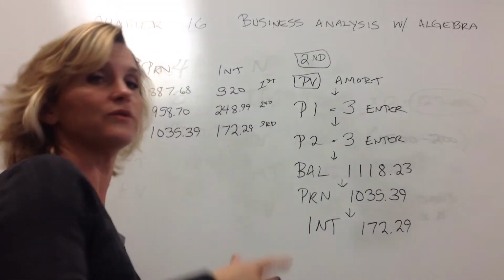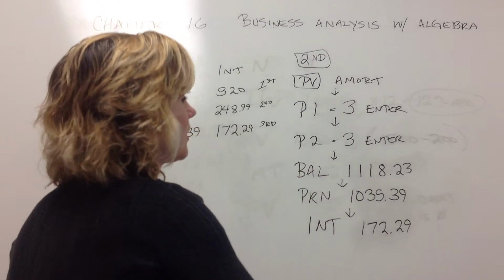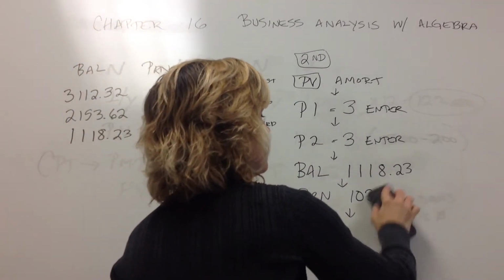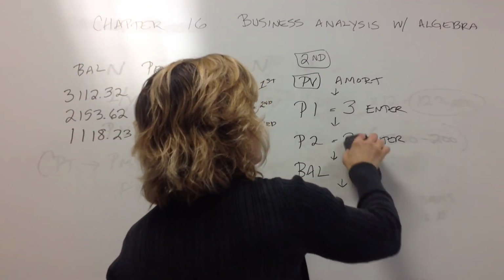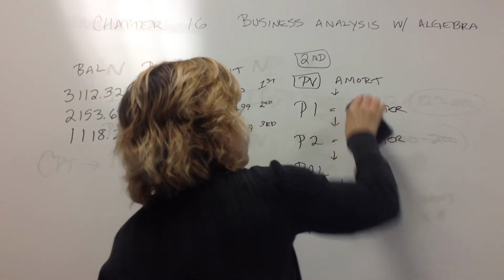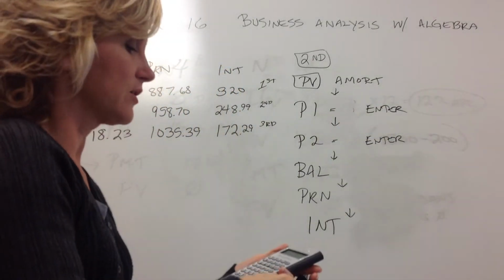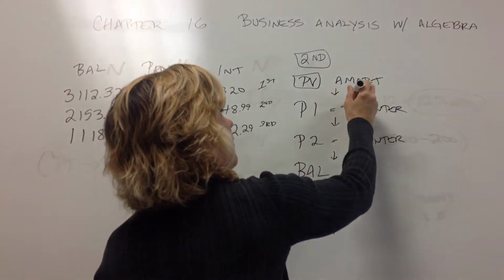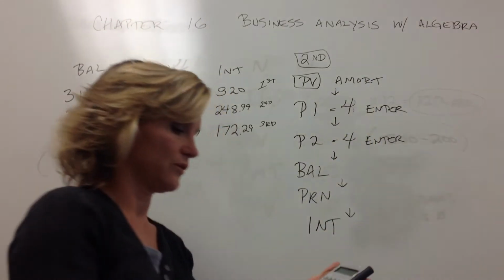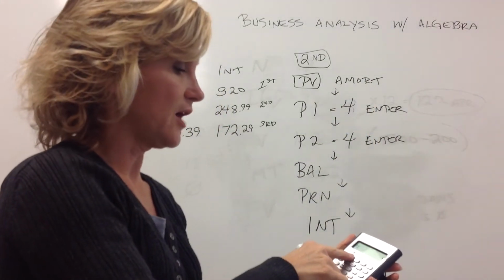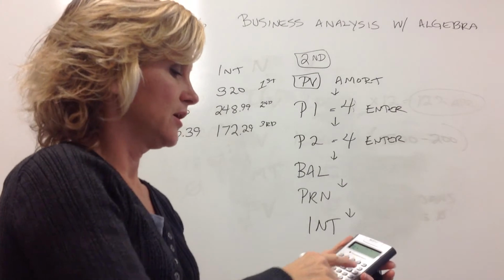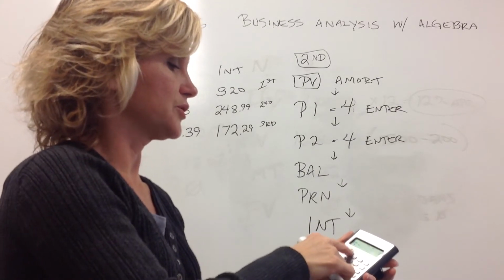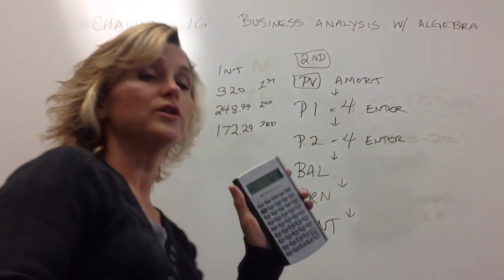And then in this case, we've got one more payment. There's just 4 payments. So if we go back, and now we isolate payment 4. So just arrow down on your calculator. Make your P1 now equal to 4 and your P2 equal to 4. So to do that, you push in a 4, push enter, arrow down, push in a 4, push enter.